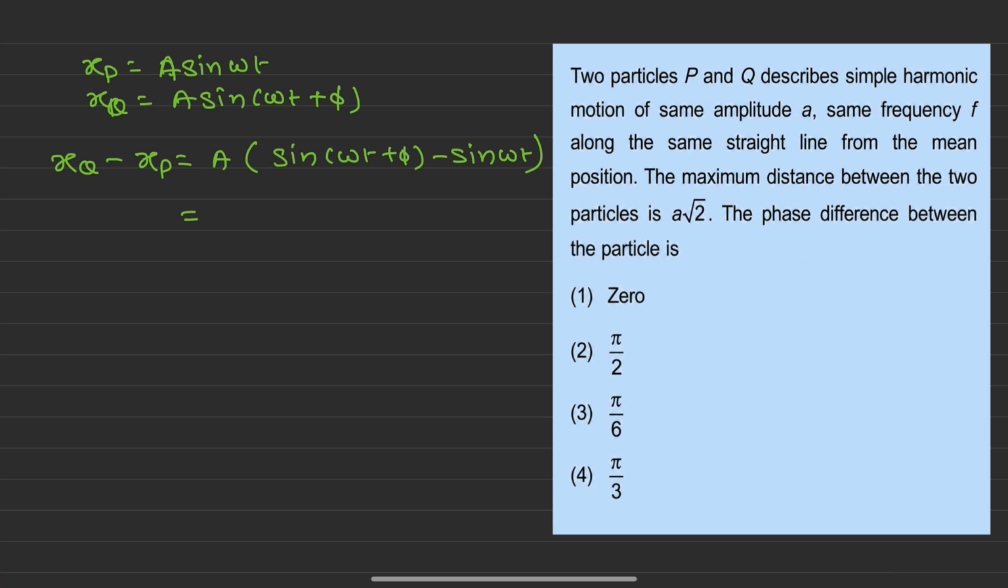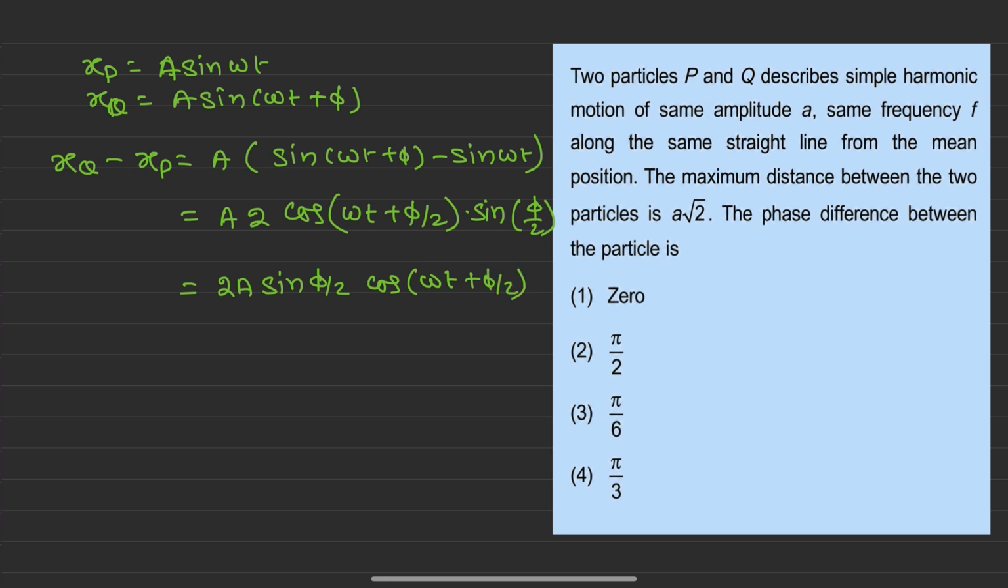Now, if you use the formula sin C minus sin D that we have discussed, it is 2 times cos C plus D by 2, which will become cos omega t plus phi by 2, then sin C minus D by 2, it will become equal to what? Phi by 2. So if you rearrange this particular part, what you will get here? 2A sin phi by 2, here we are having cos omega t plus phi by 2.